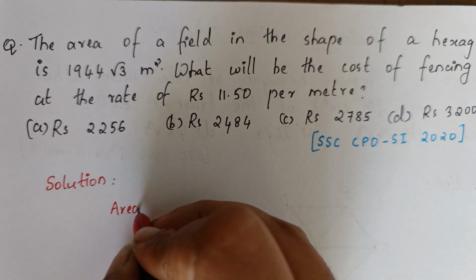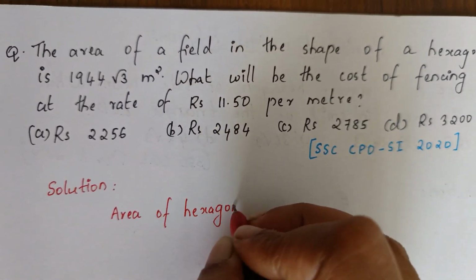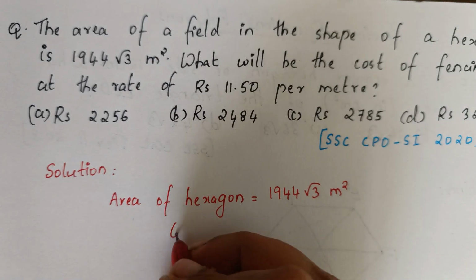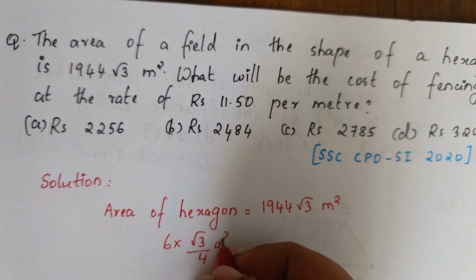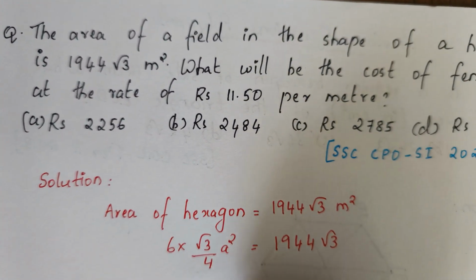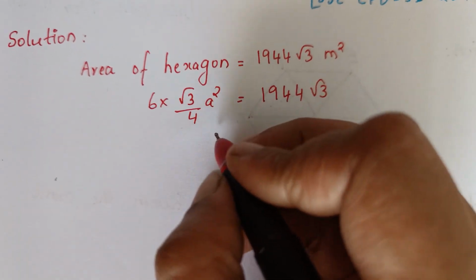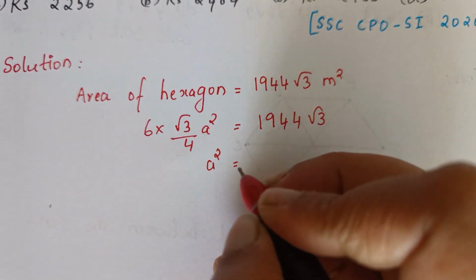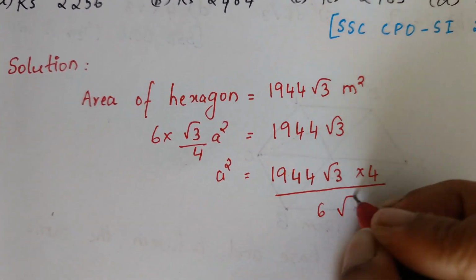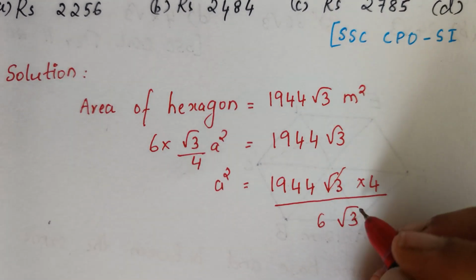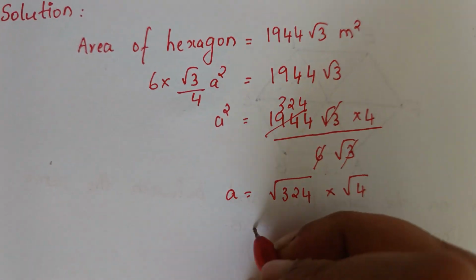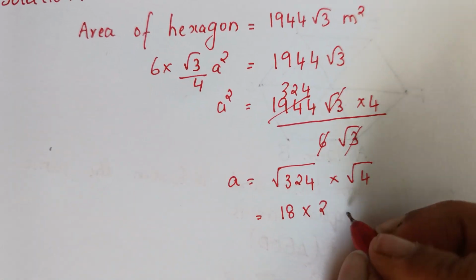Here area of hexagon is given as 1944 root 3 meter square and the area of a hexagon is given by 6 into root 3 by 4 a square, which is equal to 1944 root 3. Here we need to find a. So a square is equal to 1944 root 3 into 4 divided by 6 root 3, and a is equal to root of 324 into root of 4, that is 18 into 2 is equal to 36 meter.